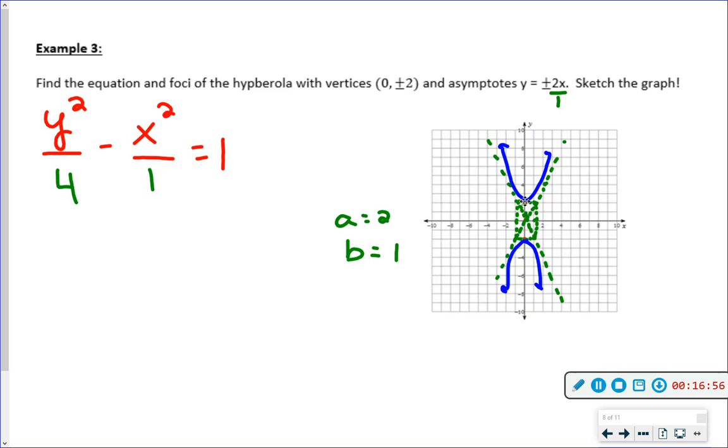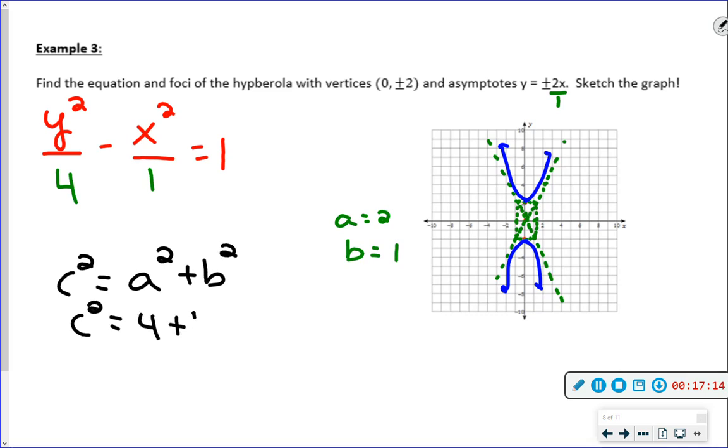Elliot? Do we need to find the foci? Yeah, I'm going to list those next. Are we good with our graph? Okay, so let's do our c squared equation, of course. It's going to be the plus form. We can mental math it. 4 plus 1, right? 5. So c is the square root of 5.